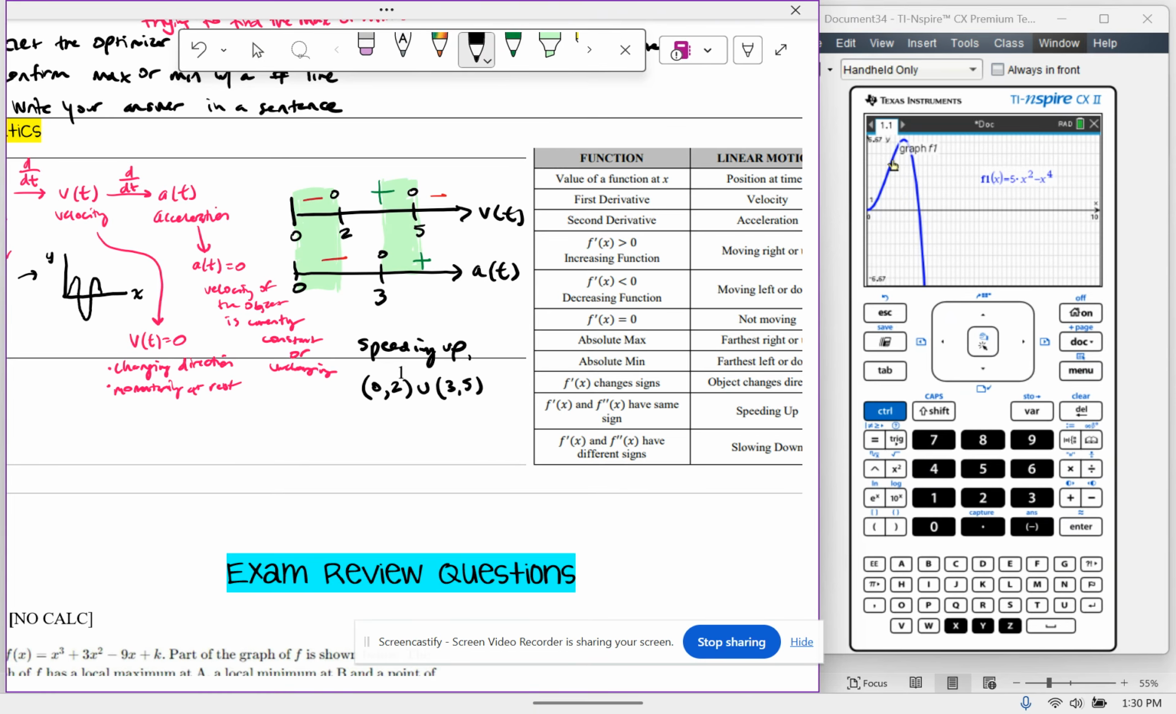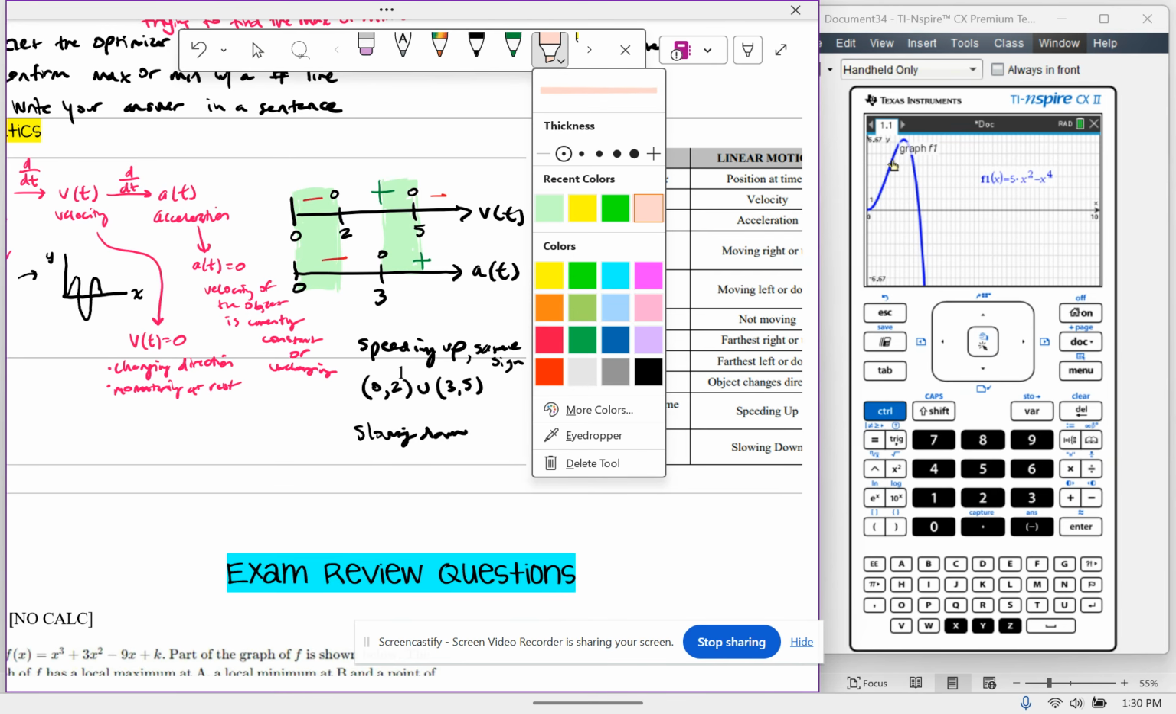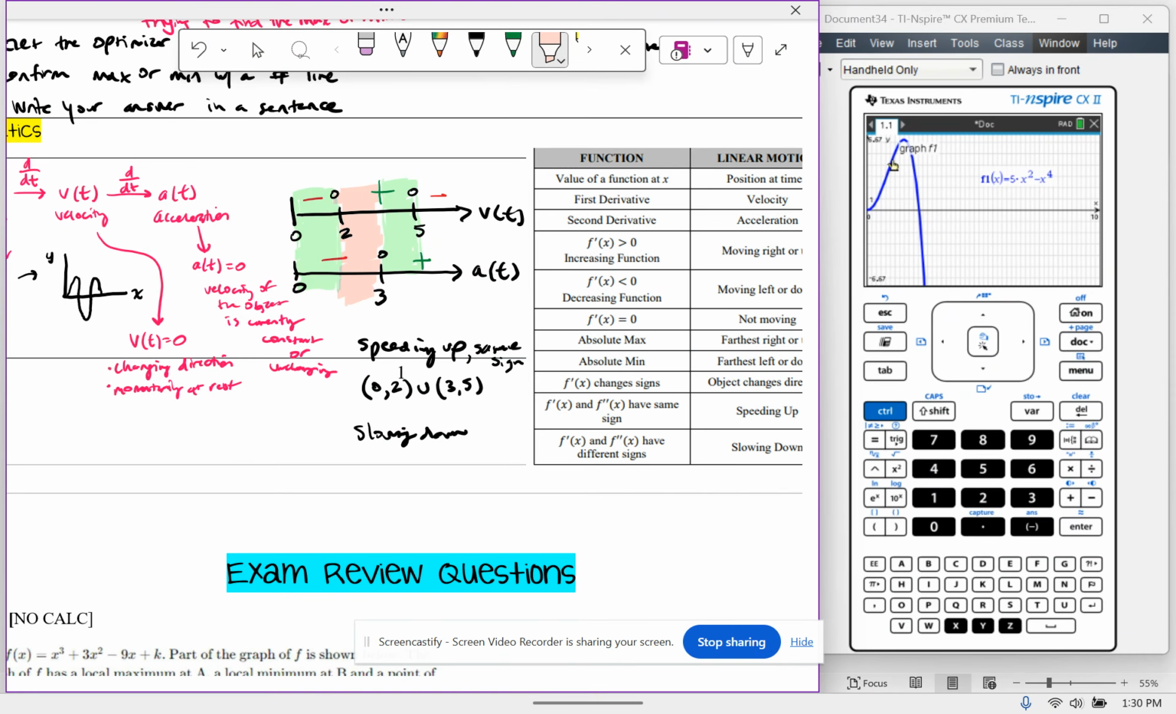And the reason why is because velocity and acceleration have the same sign, whereas this particle is slowing down when velocity and acceleration have different signs. So when we have something that looks like this, between 2 and 3, we have different signs. And then from 5 onward, we have different signs. So we would say this particle is slowing down from 2 to 3, and then again from 5 onward.